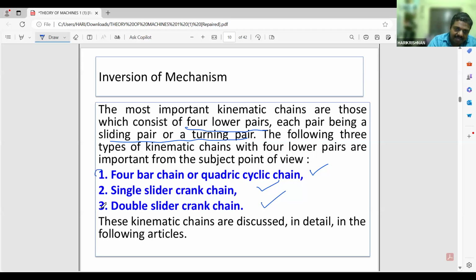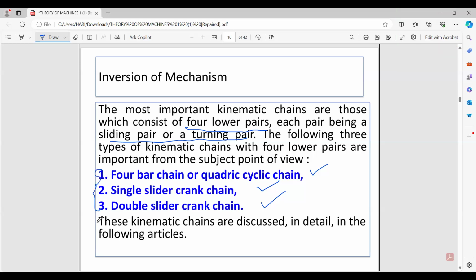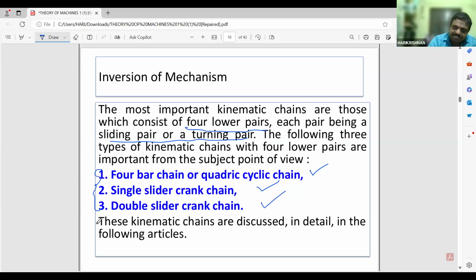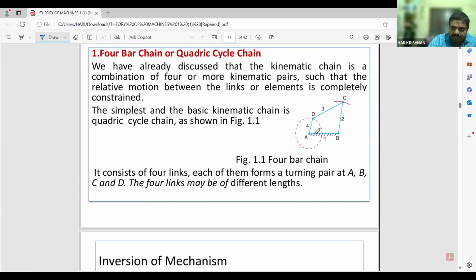When we study these mechanisms, you may find these types of mechanisms in so many places, the place you are working, or when you are going through the road. So the first thing we are going to study is the 4 bar mechanism. You may see, this is a 4 bar mechanism.